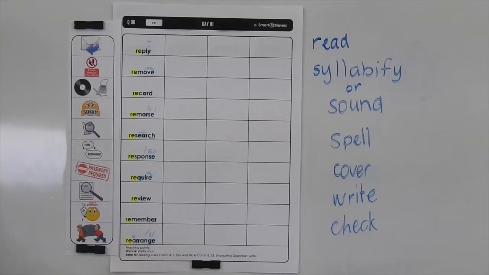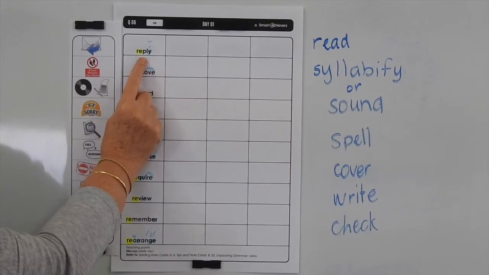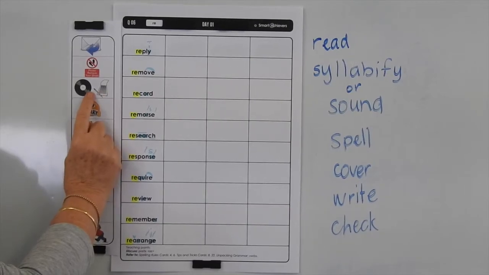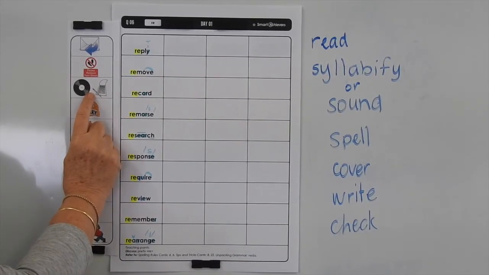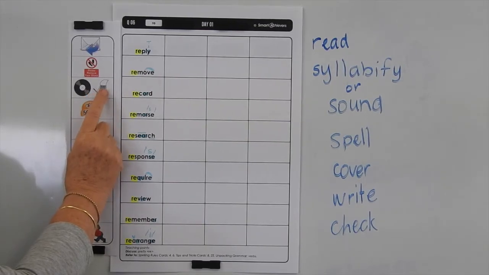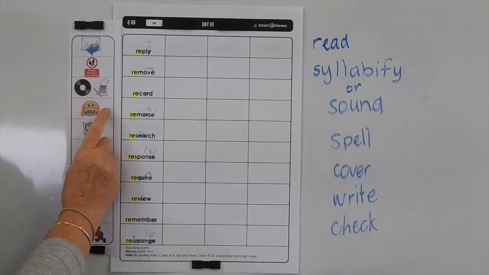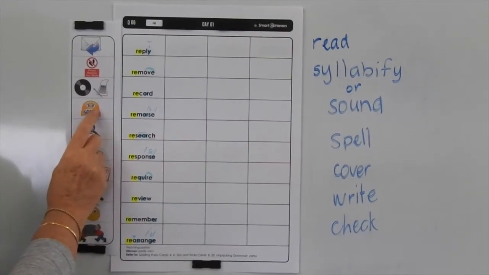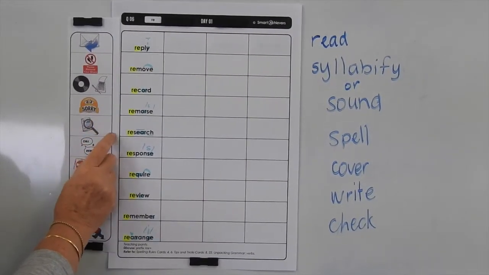Okay, let's go through and look at what these words mean now. So, reply means to answer to someone or something. Remove means to take away. Record is evidence of something that's happened in the past. It's usually written. We usually record things down on paper, but it could be through sound as well, or pictures. Remorse is when you experience deep regret over something, or you're sorry for something.